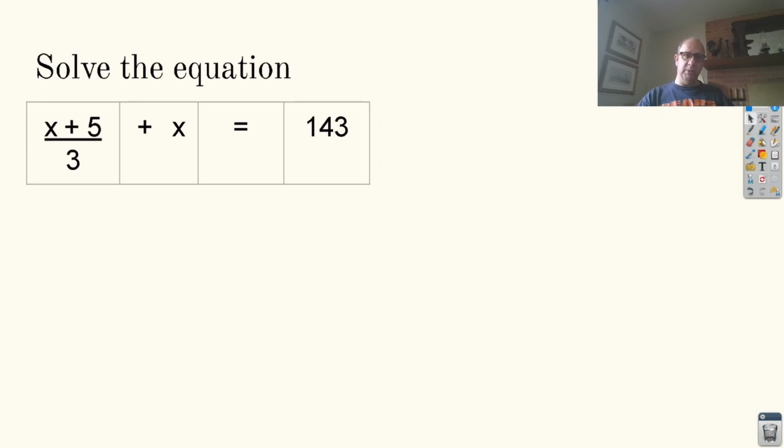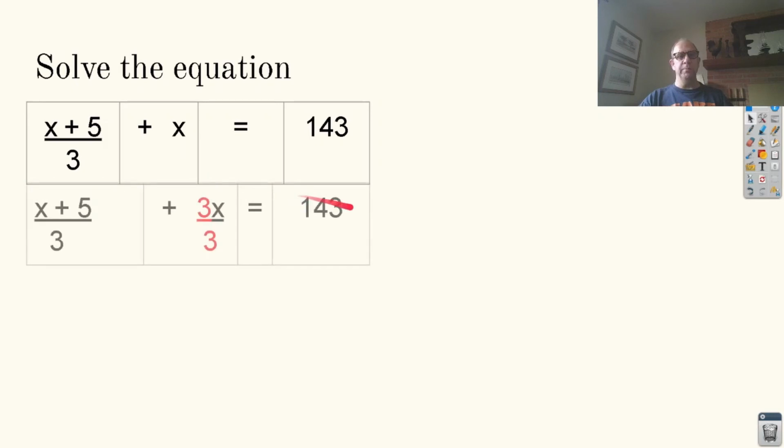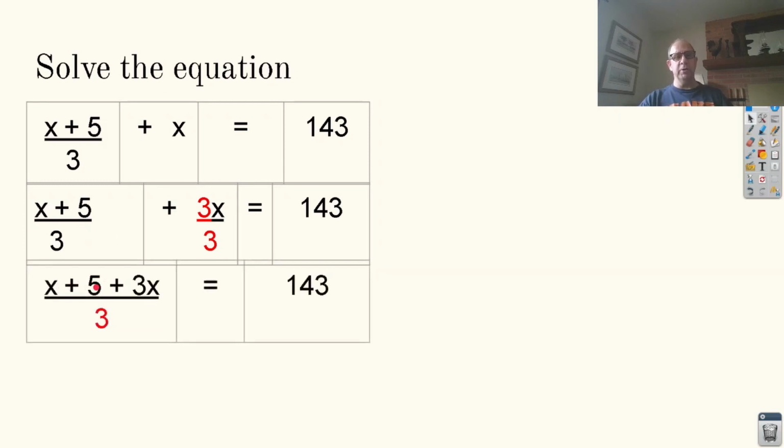We have to solve this one a little bit differently because we're dividing by 3. I've got to multiply by 3 to change that, but this x is not being divided by 3. So if I'm adding two fractions, I want equivalent fractions. If I multiply x times 3 over 3, then I'm going to have 3x over 3 plus x plus 5 over 3. Now I can add them together, and I have x plus 5 plus 3x over 3. I haven't done anything yet except add fractions.